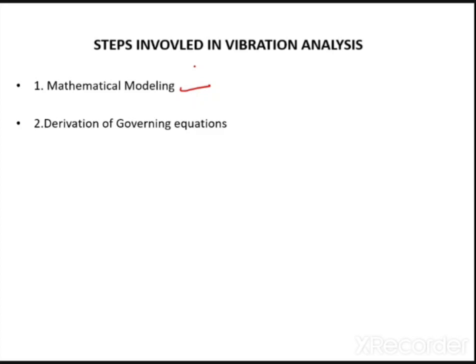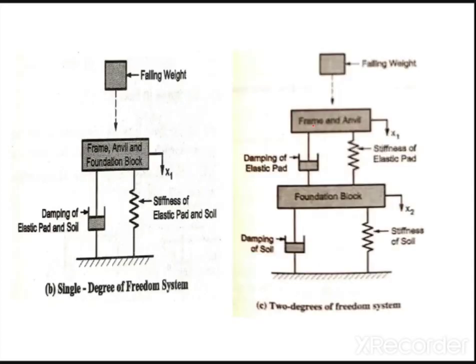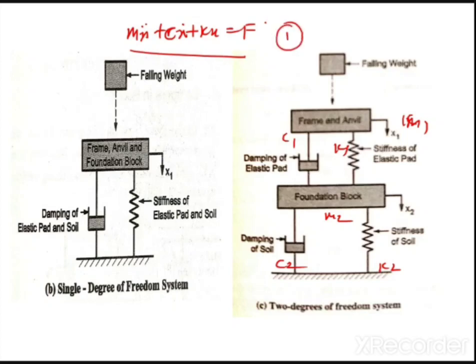Hello. Okay, am I audible now? So first of all, we have understood mathematical modeling. Now, derivation of the governing equation. Derivation of the governing equation means what? Let us say you have m1, m2, c2, k2, k1, and c1. Now you have to derive the equation of motion. What is the basic equation of motion? m x double dot plus c x dot plus k x is equal to f. This is the basic equation of motion. Now, for a single degree of freedom system, you will get one equation.